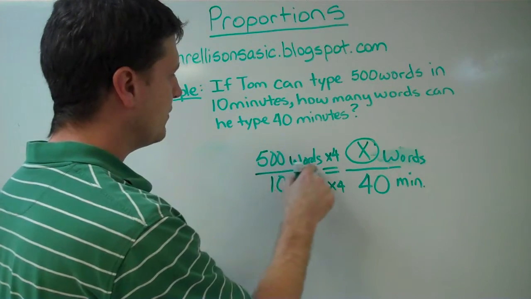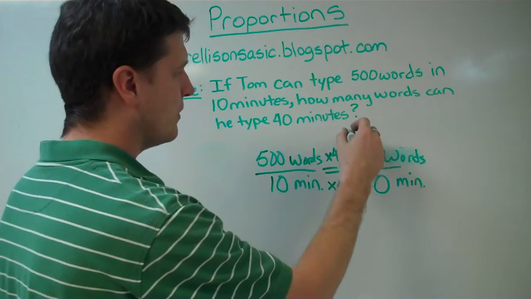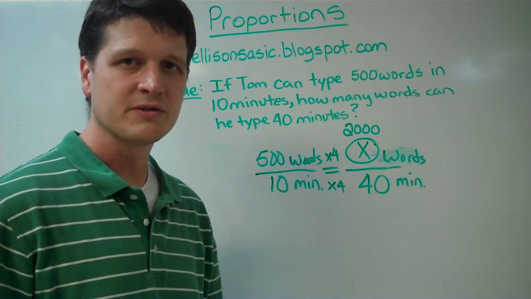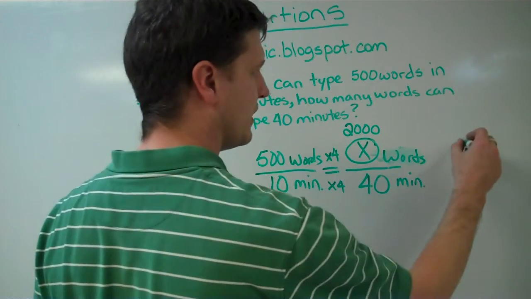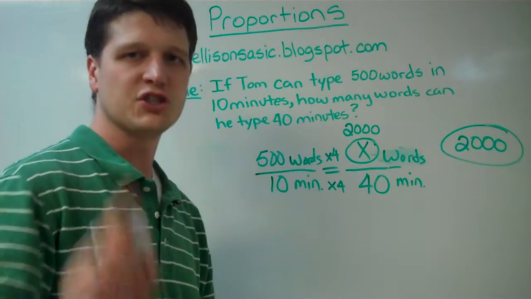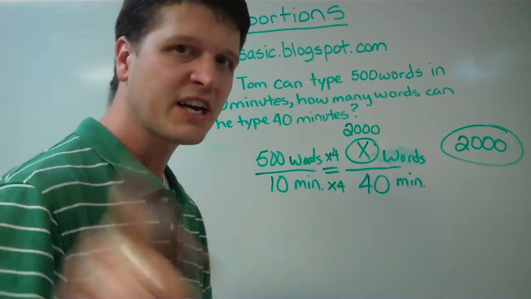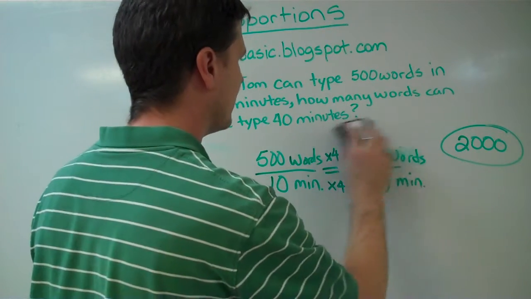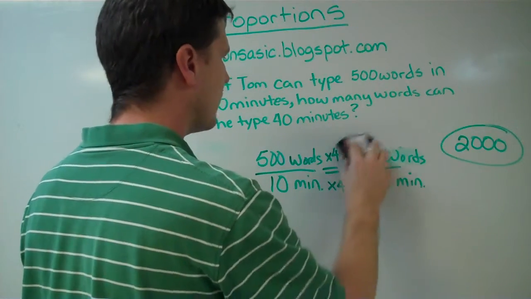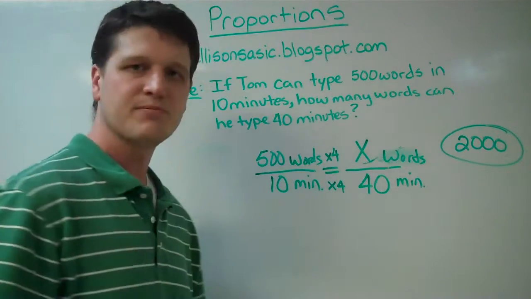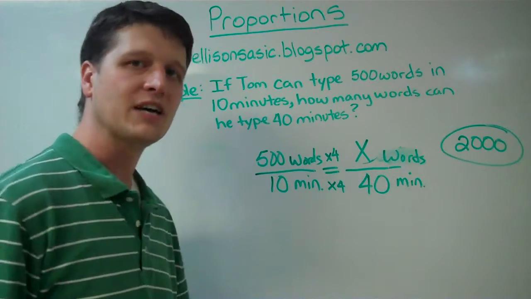Now, 500 words times 4, we know in 40 minutes he's going to be able to type 2,000 words. We're going to hold that answer, 2,000 words, for our first strategy. Now we're going to go to our second strategy and we're going to do cross multiplication. I don't know how many of y'all have done cross multiplication before, but those of y'all who have and just maybe need a different angle on it, I'm going to show you a little something.